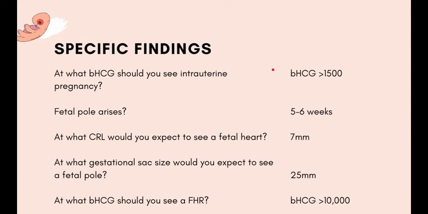And here are some specific findings that are perhaps a bit lower yield, but still worth knowing. You start seeing, as we said before, a pregnancy on ultrasound at about 1500. The beta HCG needs to be 1500 or greater. The fetal pole arises around 5 to 6 weeks of gestation. The crown rump length at which you would expect to see a fetal heart is 7. The gestational sac size at which you start seeing a fetal pole is 25. So that's where you get a 7 and 25 from. And at around 10,000, you start seeing a fetal heart rate.